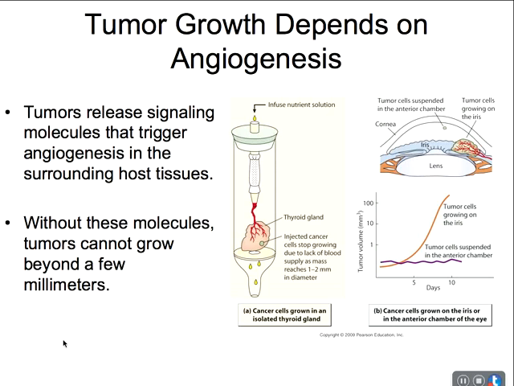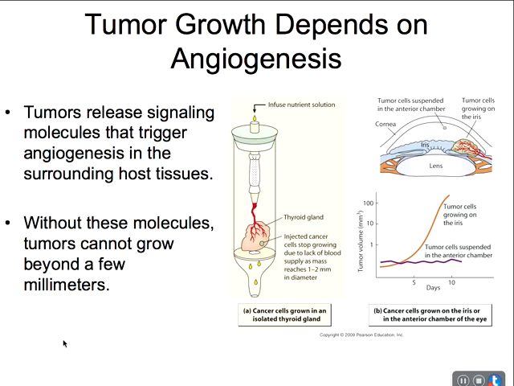He injected tumors there, and he found that the tumors were no larger than 1 to 2 millimeters in size maximum. They wouldn't get any larger. But if he injected the exact same cells into the iris of the eye, which is serviced by blood vessels, the tumors grew enormously in size. Exact same cells, injected into 2 different locations.